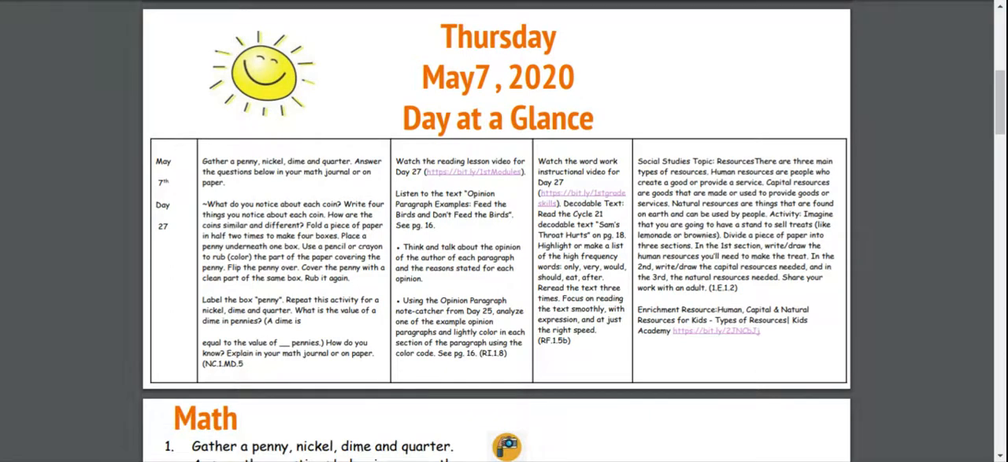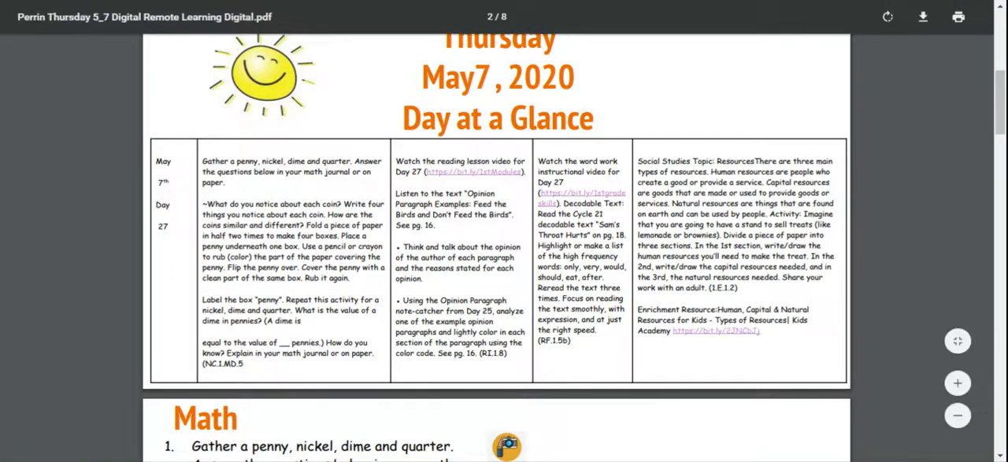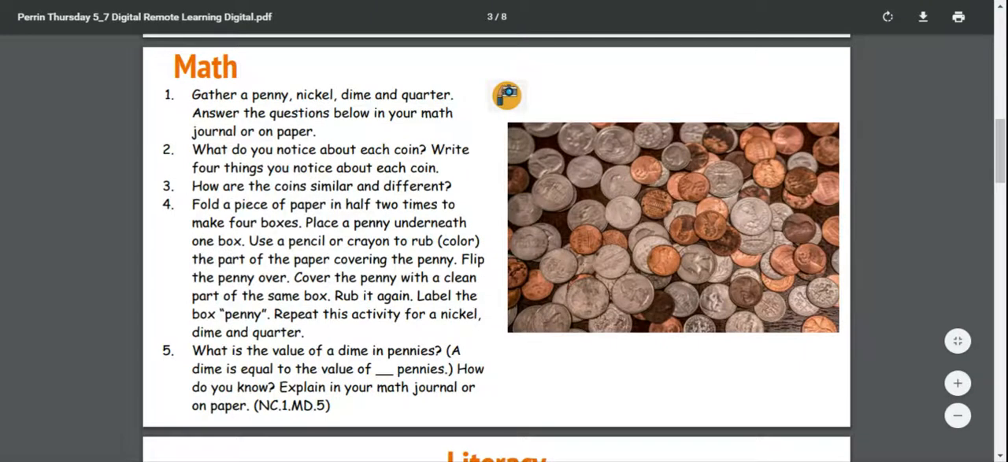Here's your day at a glance. You're going to be working with pennies, nickels, dimes, and quarters, and you've got some answered questions. You have a video here, and a video here, and a video here with social studies, word work, and literacy. So let's think about math.